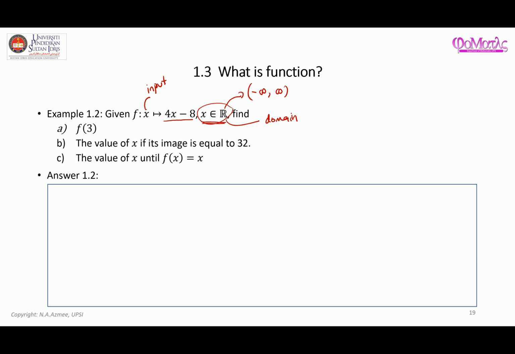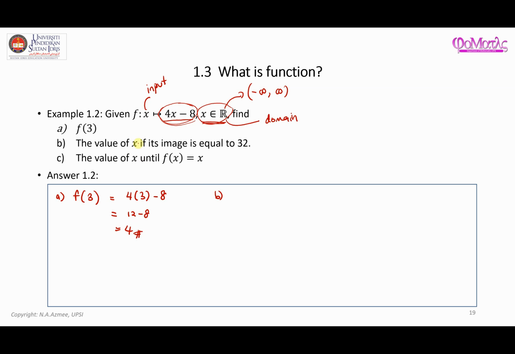So the first question is to find the value of f(3). So what is f(3)? f(3) can be obtained by substituting 3 into this function. So we have 4 times 3 minus 8. So we have 12 minus 8, which is equal to 4. Okay. All right, next.